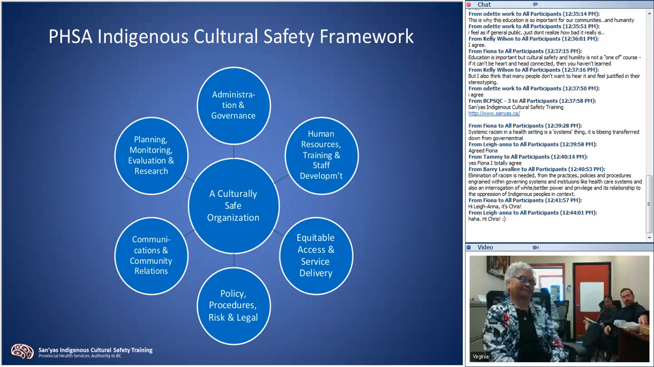So a strategy we're working on at PHSA is an organizational framework for fostering Indigenous cultural safety. The framework has 6 domains, which you can see here, and SANIUS is one small part of this framework. It would be nested under the human resources, training, and staff development domain. I won't go into detail here. The point is to illustrate that comprehensive organizational frameworks and strategies are needed if we are to work towards culturally safe and less harmful health systems for Indigenous people.